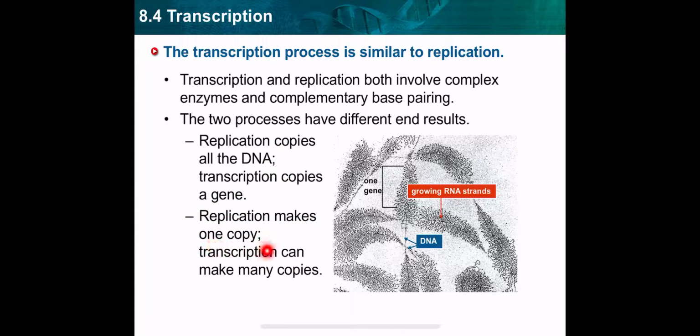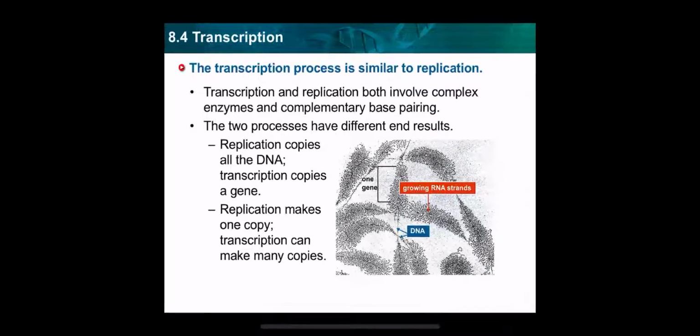Replication makes one copy, so after replication, one double helix will form another double helix, while transcription can make many copies according to the cell's needs. So the number of copies of RNA depends on the cell's need for the protein. Those are the differences and similarities between replication and transcription, and both of them occur inside the nucleus. The lesson is finished.